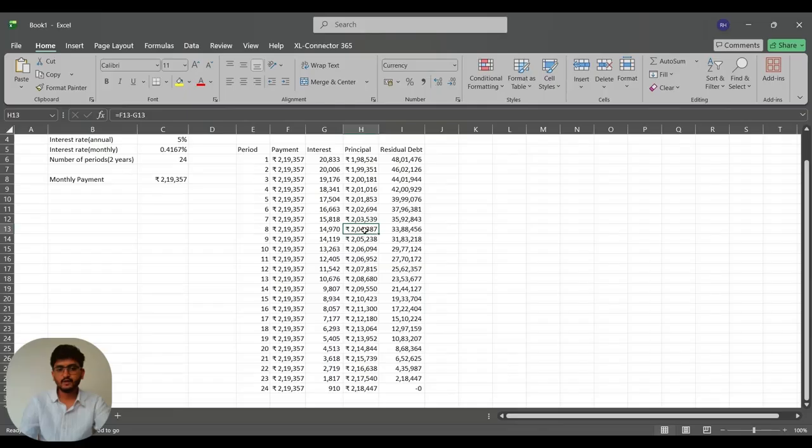In this month we are paying principal. We'll get 33,08,456 rupees. And like that we are going to the ninth month, 2,90,000, as you know, 2,19,357 rupees. What was the interest? We are paying 14,190 rupees. And what was the principal? Actual principal is 2,05,238 rupees.